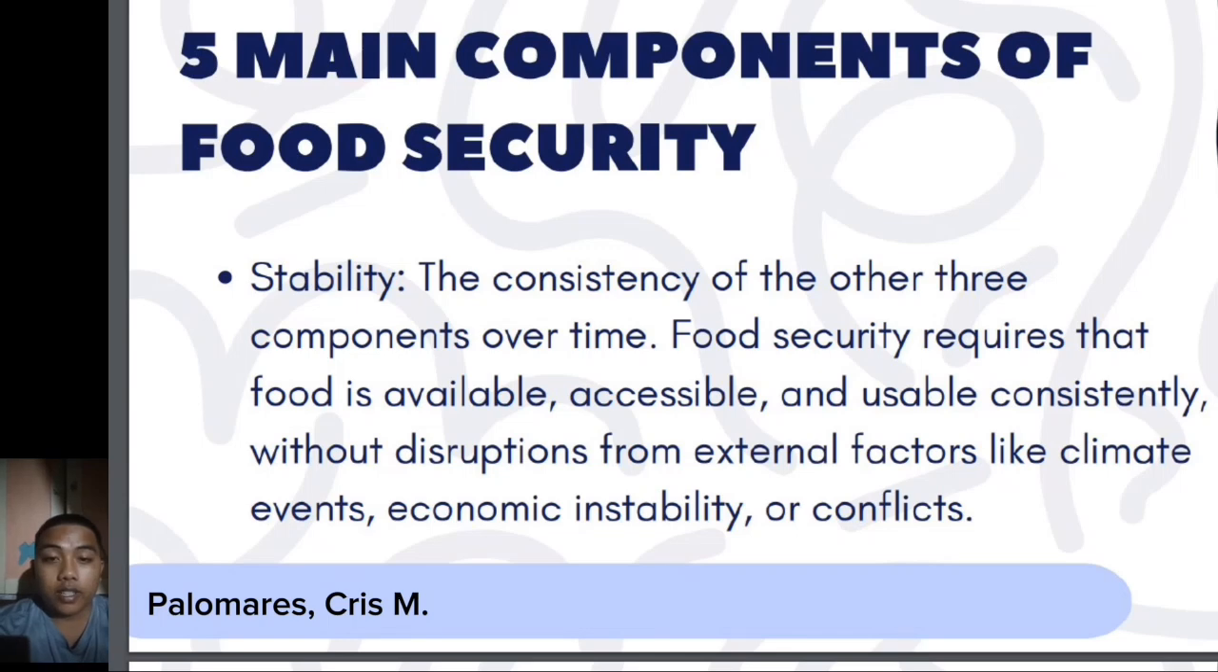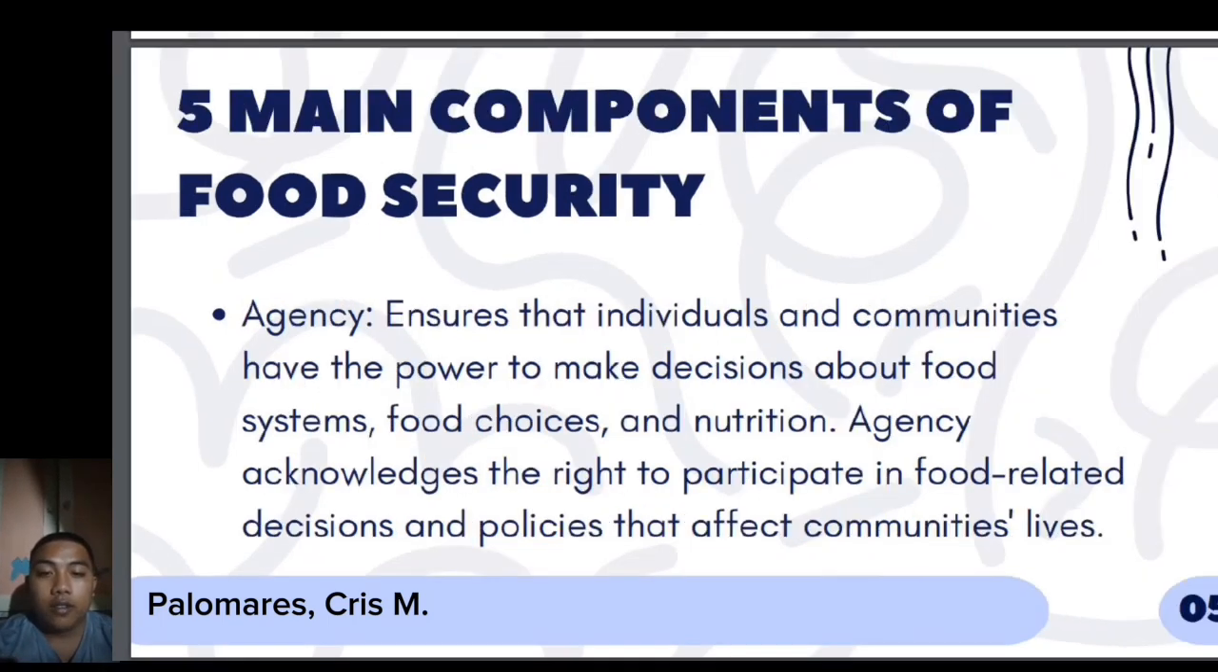Food security requires that food is available, accessible, and usable consistently without disruptions from external factors like climate events, economic instability, or conflict. Fifth, agency ensures that individuals and communities have the power to make decisions about the food system, food choice, and nutrition. Agency acknowledges the right to participate in food-related decisions and policies that affect communities' lives.